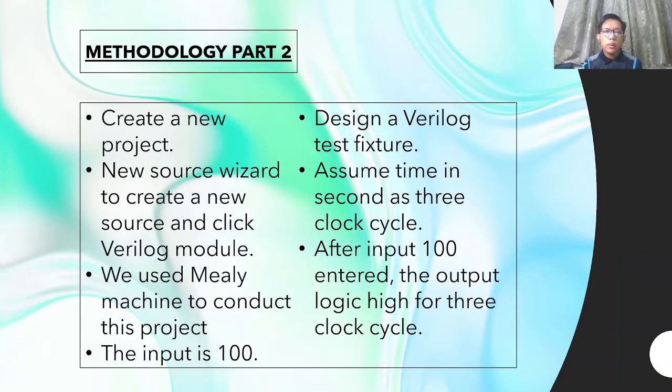Next, for the methodology, here we will create a new project. Then, new source wizard to create a new source and click Verilog module. And then we use a Mealy machine to conduct this project. And then the input is 100. Design a Verilog text feature. Then estimate the time in seconds of the clock cycle. That was actually the cycle high. After input 100, enter the output logic high for 3 clock cycles.